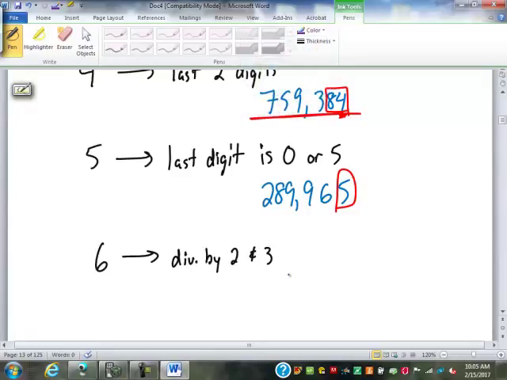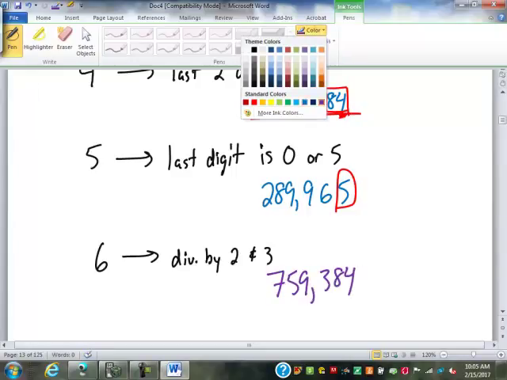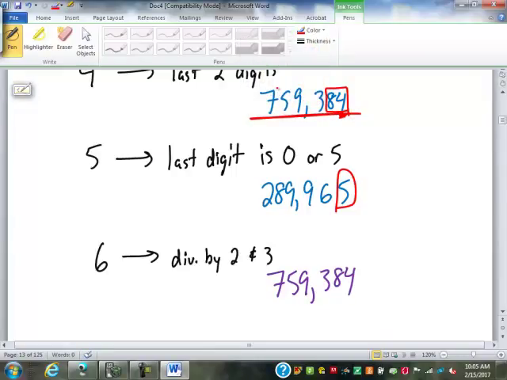So if I have 759,384, the first thing I would check is 2 because that's easier. The last digit's a 4, so that is divisible by 2. And then I would add the digits up. Well, we've already done this one. That adds up to 36, so that is divisible by 3. So this number is divisible by 6 because it's divisible by both 2 and 3. Now again, I never use that rule because I would just divide by 2 and then divide by 3, and you've divided out a 6.